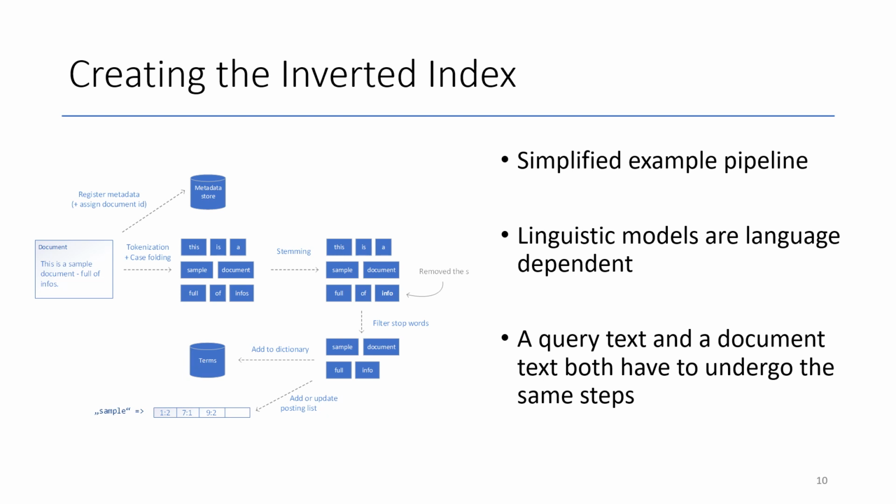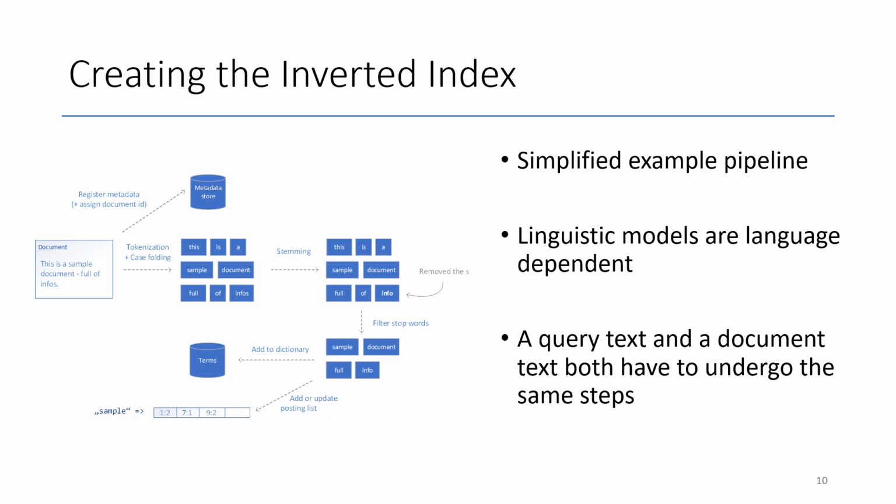Then we conduct something called stemming, where we reduce every word to its word stem. In this example, only the S from infos is removed. So we find both info and infos for that term. Then we filter so-called stop words, very frequent words that often, but not always, don't carry relevance information.